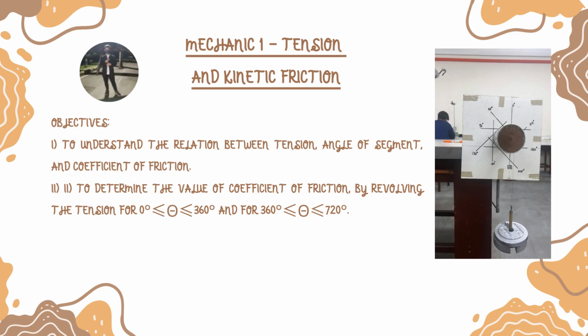The second experiment I conducted is Mechanics 1, tension and kinetic friction. The objectives of this experiment were twofold. Firstly, I aimed to understand the relationship between tension, angle of the segment, and the coefficient of friction. Secondly, I sought to determine the value of the coefficient of friction by measuring the tension for two specific ranges of angles, 0 degrees less than or equal to theta less than or equal to 360 degrees and 360 degrees less than or equal to theta less than or equal to 720 degrees.